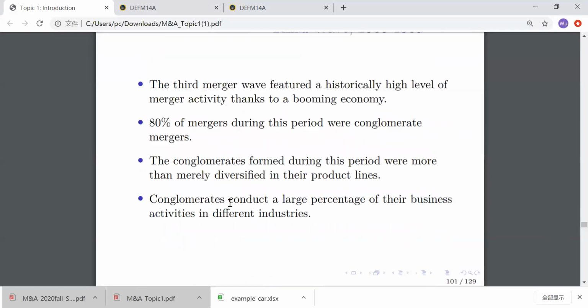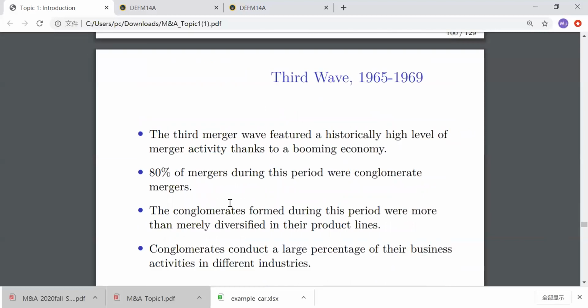And the third wave began in 1965. The feature of this wave is a historically high level of merger activity, and economic shocks are the main reason. There was a booming economy at the time. The main feature of this merger wave is that it is a conglomerate merger wave, meaning that it's not firms in the same industry, competitors, who merge. It's that firms enter other, irrelevant industries by acquiring irrelevant firms. 80% of the mergers during this period are conglomerate mergers.